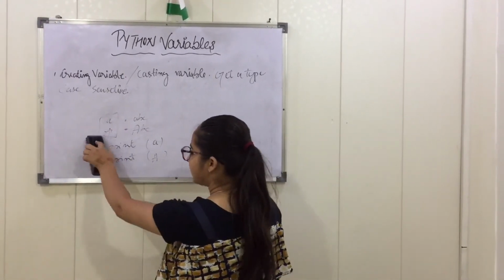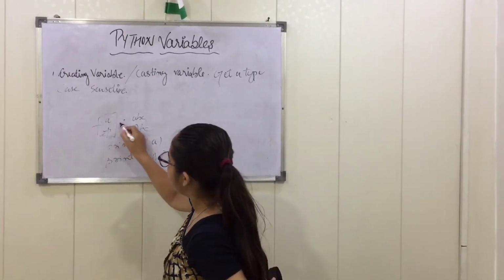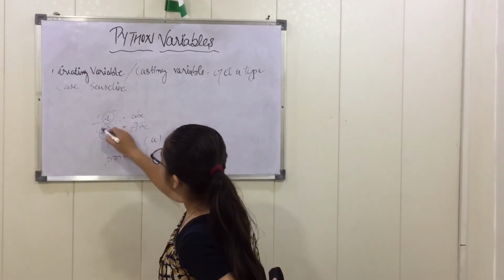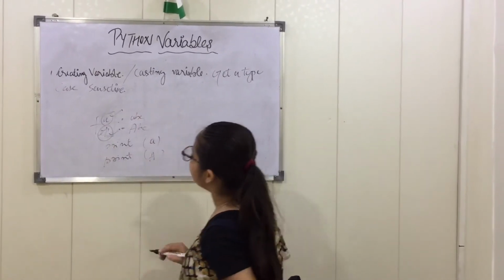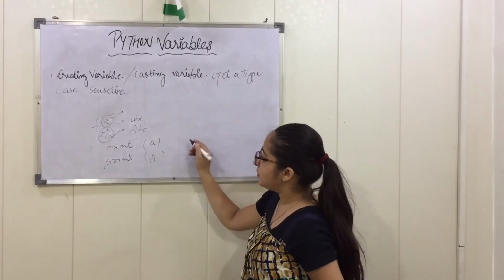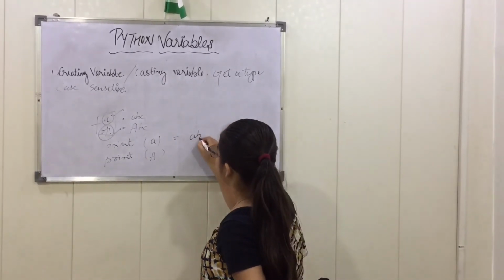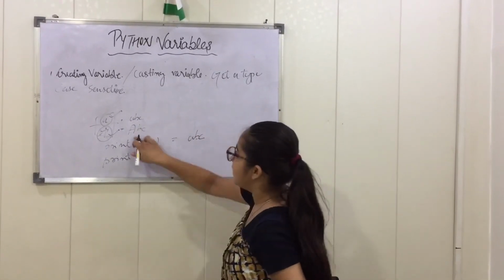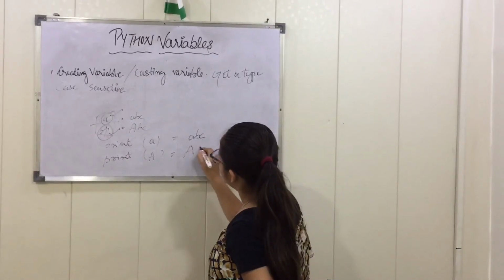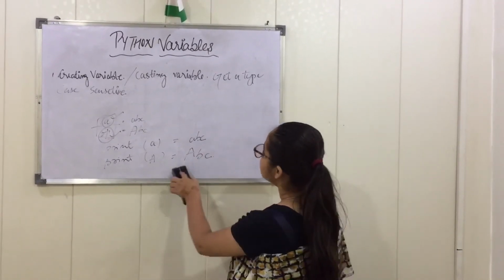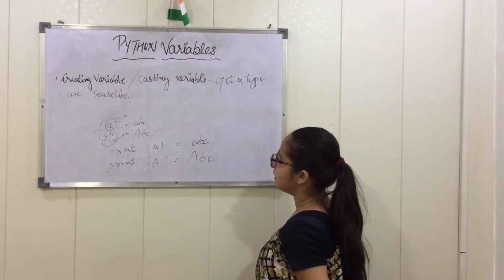The alphabet is the same, but the writing is different. It is a small a and this is a big A. So the first output of small a will be abc, and the second one is ABC. So this is known as a case sensitive variable.